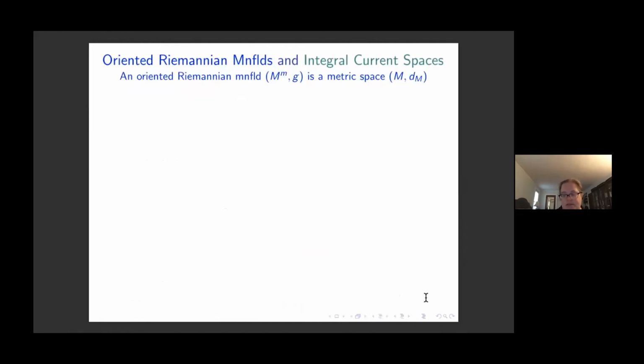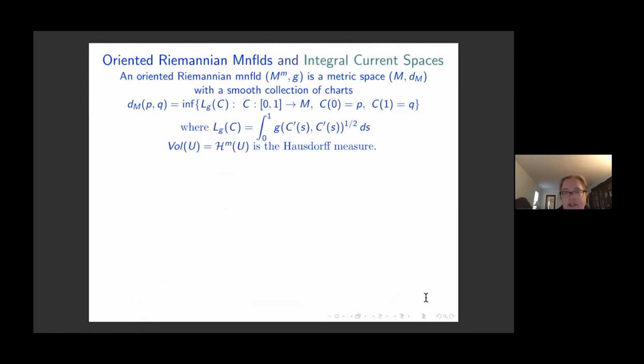Okay, we had the same slide before. An oriented Riemannian manifold is a metric space with smooth collections of charts. Distances are defined as infimums of lengths, and the volumes are Hausdorff measures.